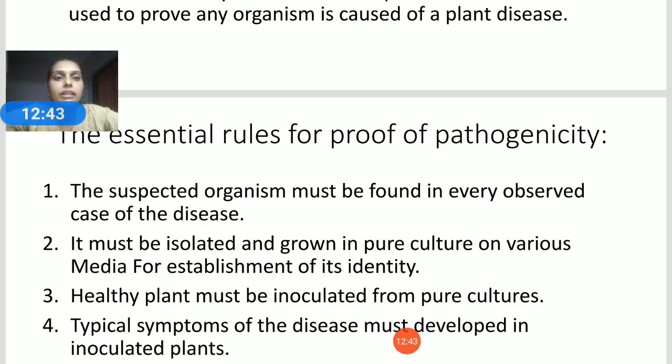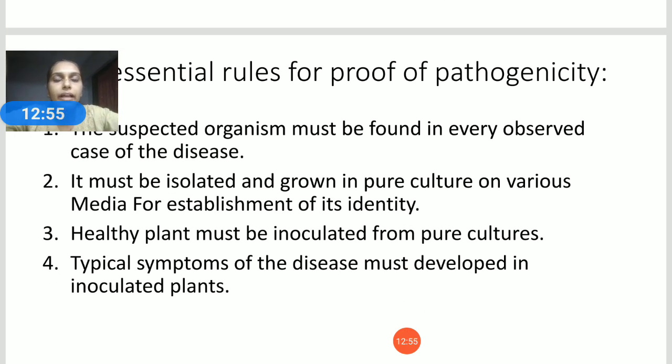A healthy plant must be inoculated from the pure culture. When the pure culture is isolated and grown, we use this pure culture to inoculate the healthy plant. Then after incubation, the typical symptoms of the disease must develop in the inoculated plant. After some time following the inoculation, the typical symptoms of the disease are observed developing in the inoculated plant, which is the same as in the diseased plant the culture was collected from, right?